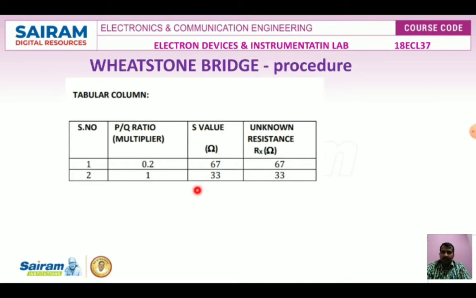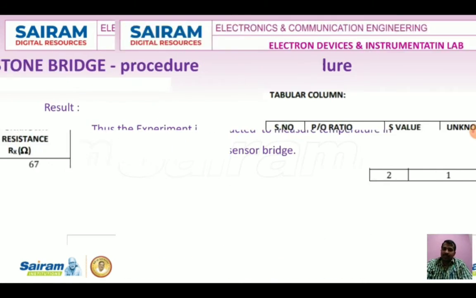So this is the tabular column. We keep the P by Q ratio, that is the multiplier, at 0.2 and check the galvanometer deflection. If the galvanometer deflection is 0, that is the balanced condition, then the standard value S is 67 ohm and the unknown resistance value is 67. When the P by Q ratio is kept at 1, then the value of S is 33, and this is the unknown resistance. So we can find the unknown value of resistance by keeping the P by Q ratio and varying the variable resistance until the bridge is in balanced condition.